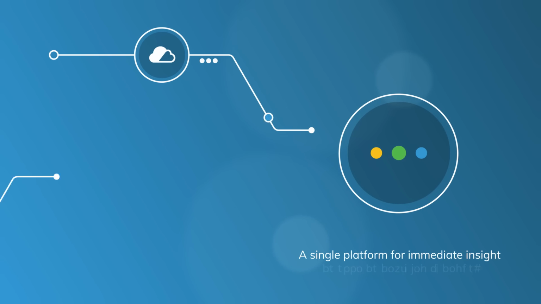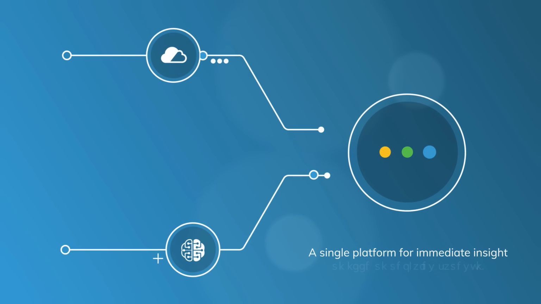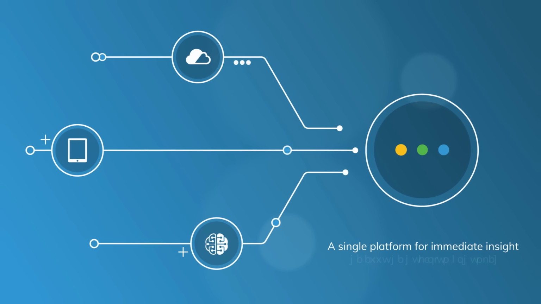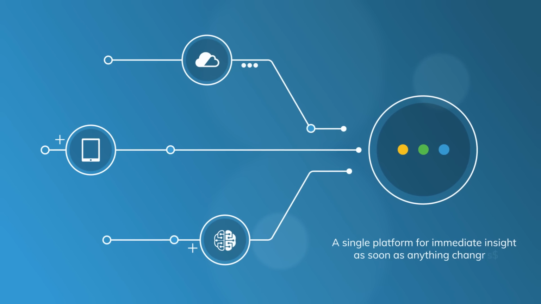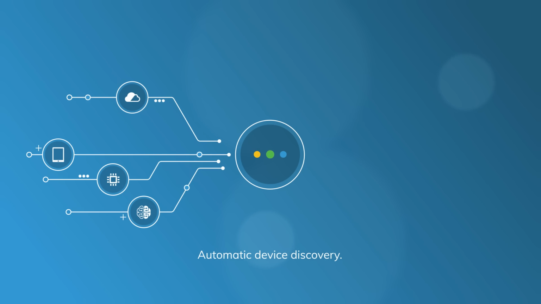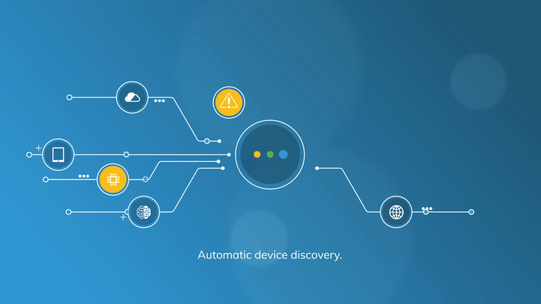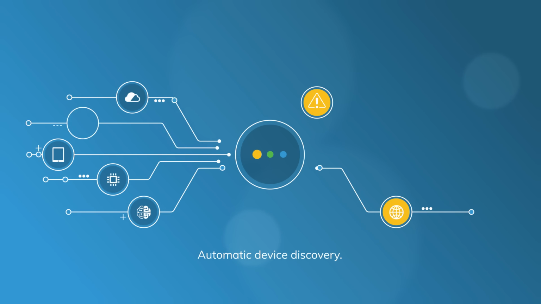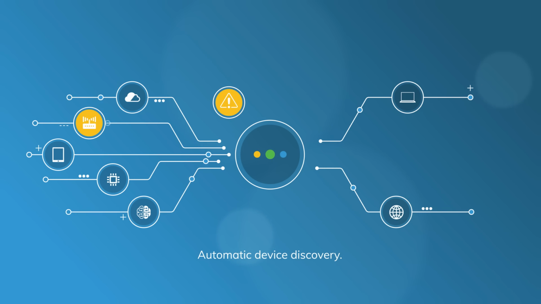With a single platform, you get immediate insight into what's really happening on your network, across your infrastructure, and between your applications and infrastructure, as soon as anything changes. It starts with seeing. We automatically discover all your IT assets, on-premises and in the cloud. We use over 180 APIs to identify over 5,000 different devices.